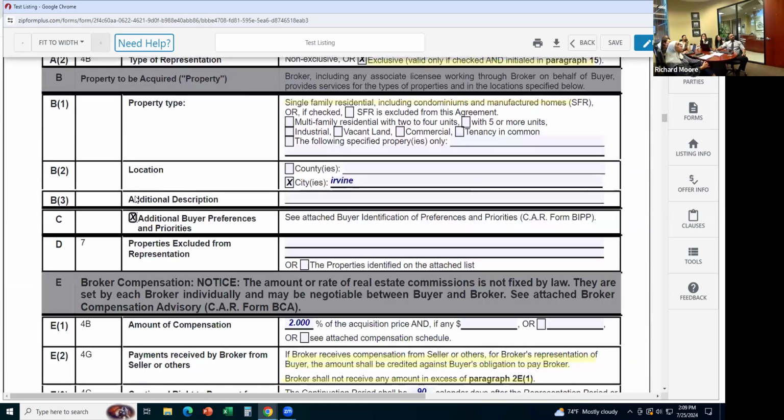So section C. I'm not going to check that box because I don't want to include that form. Because I listened to what my buyer wants and I know, because I'm a great agent, exactly what they're looking for, and I wrote everything down on the phone call.